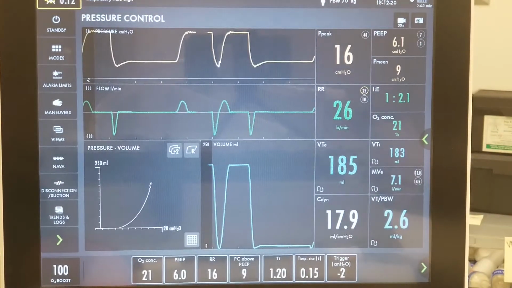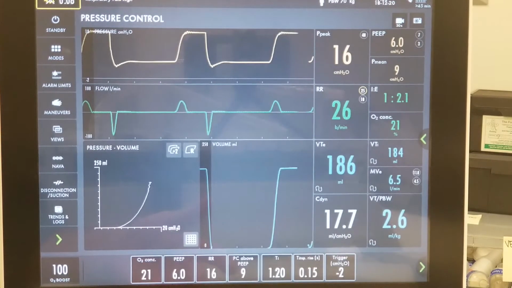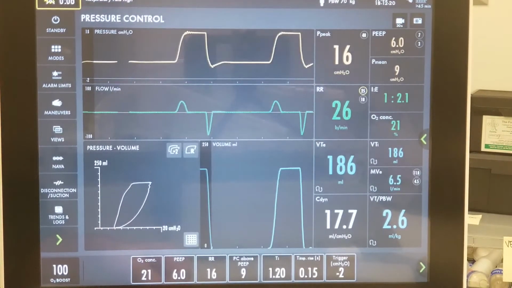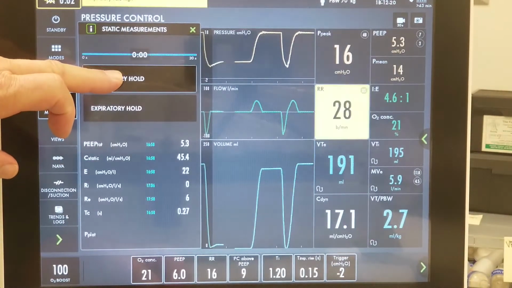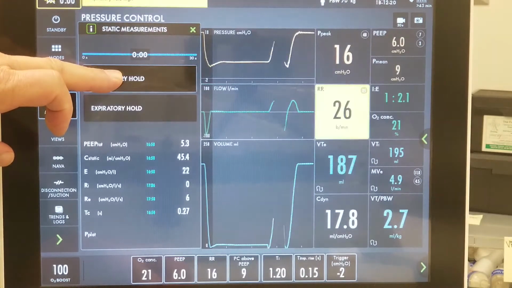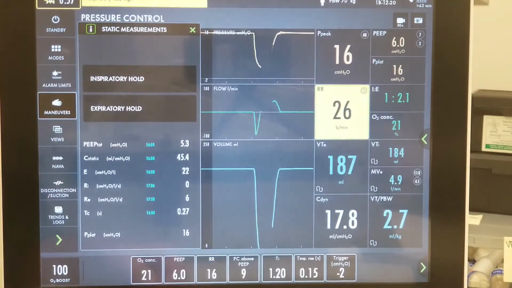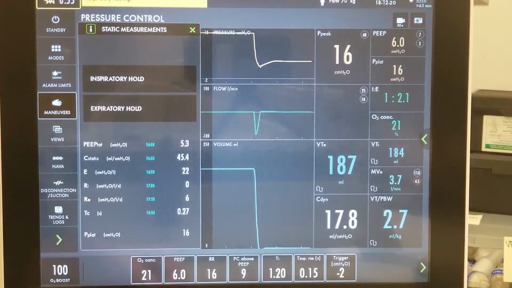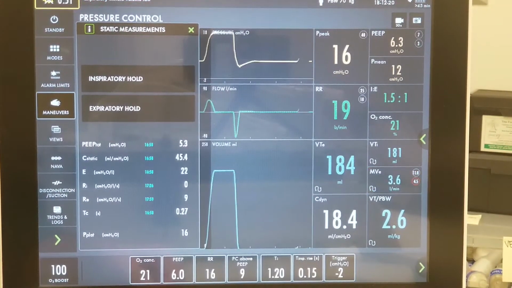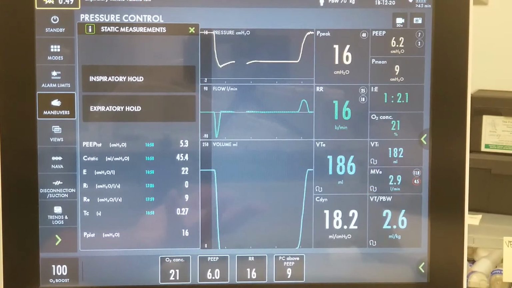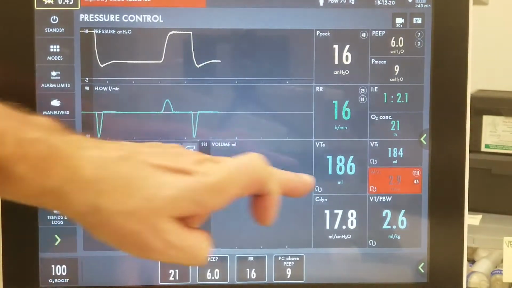So now what? Well, what's our peak pressure? It's still 16, just like before. What's our plateau pressure? Okay, it's also 16. Sorry, I was holding it for too long because I was hearing the alarm there. So that looks exactly the same. So what changed? Oh my goodness, right?